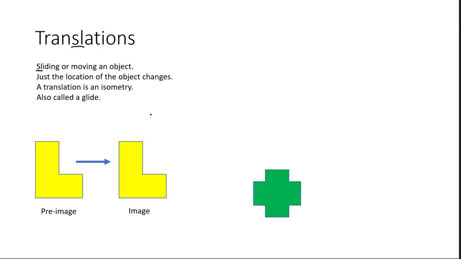Now the translation doesn't have to be across like that. If this is our pre-image right here, this green kind of cross shape, we could translate it across like this. We can move it kind of diagonally, and this would be now our image. So it doesn't matter which direction we translate or move the image, as long as all we're doing is just moving and not reflecting or any other thing.